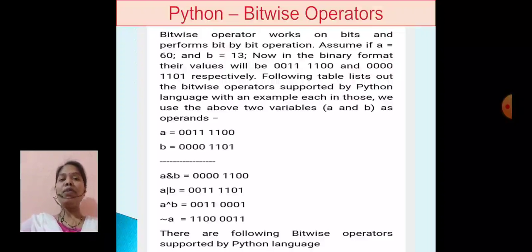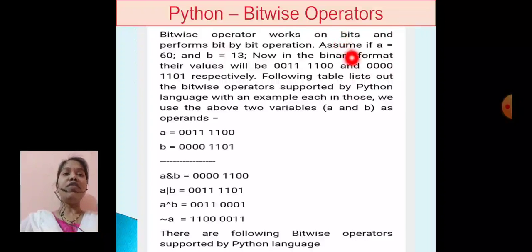In whichever format you give the input, in the same format you get the output, but internally the compiler or interpreter of Python converts this input data into binary form, then performs the operations. Whatever the results, they are converted again into a normal format and the output is displayed in the specified format, the format the user expects. So that is the purpose of the bitwise operators in Python.